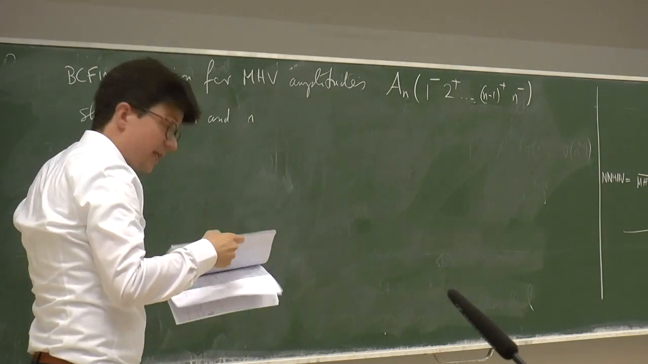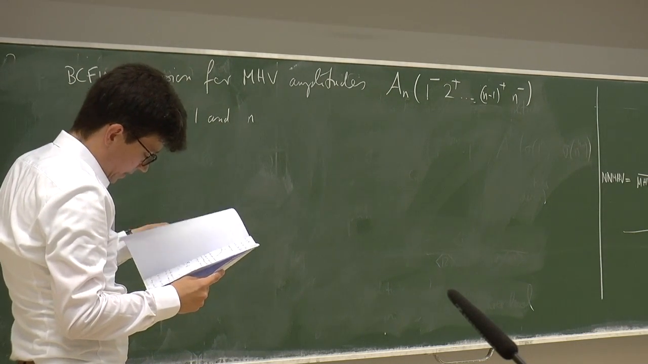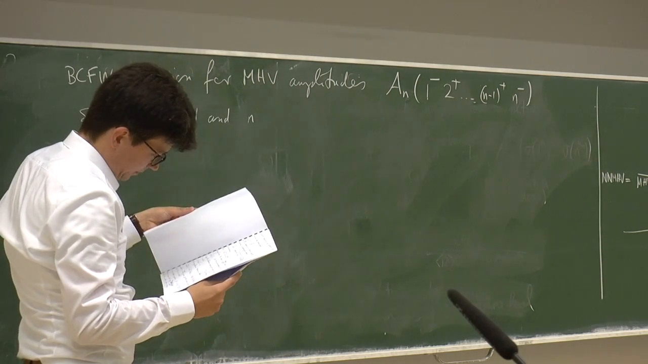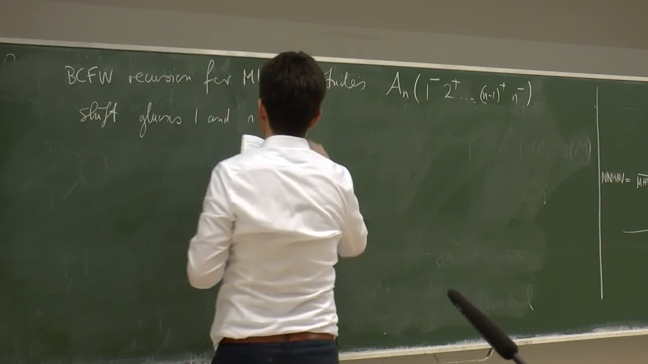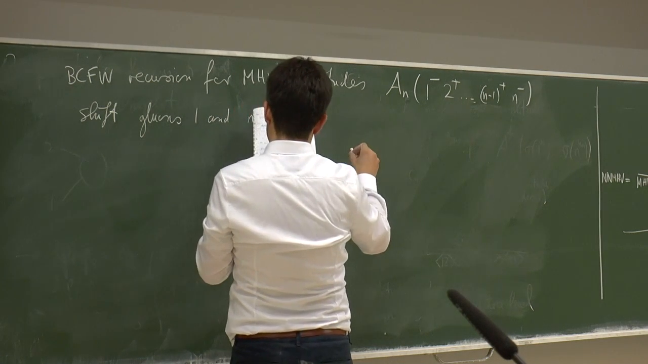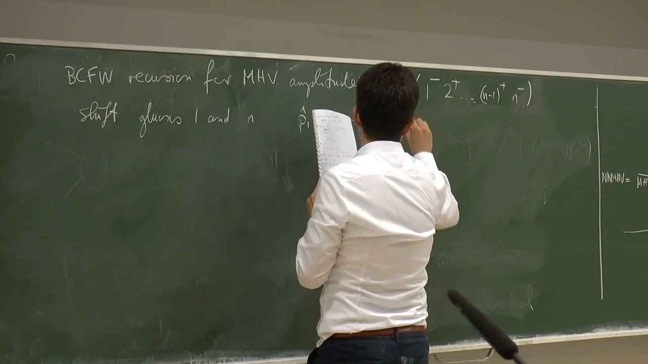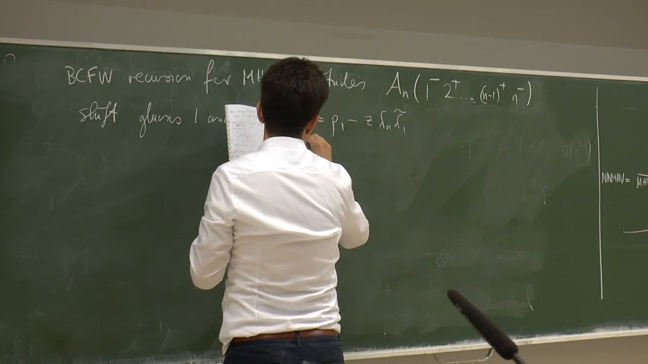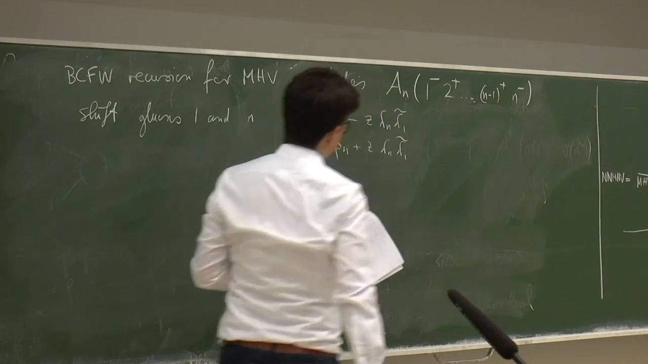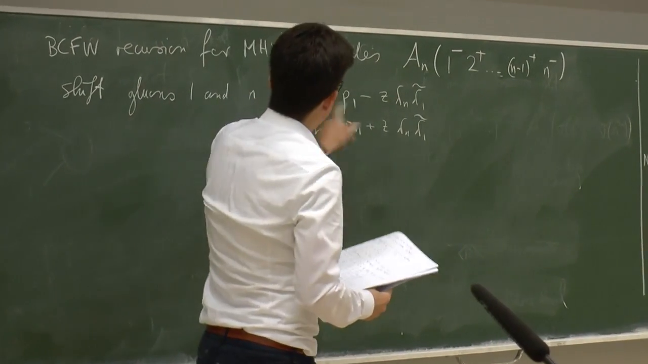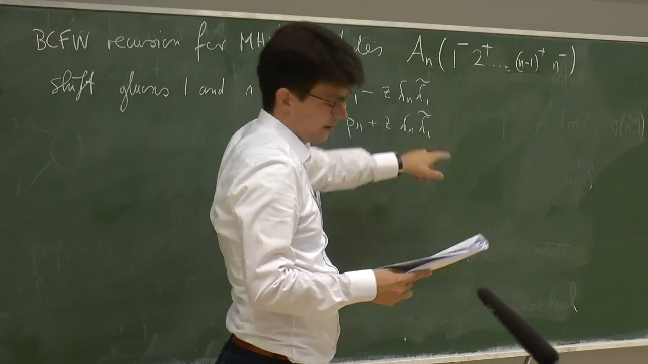And actually, we do it exactly in the same way we did yesterday. So just as a reminder, write it. So we had P1, the shifted momentum P1 hat, was just P1 minus Z lambda n lambda 1 tilde, and likewise Pn hat was Pn plus Z lambda n lambda 1 tilde. So in other words, the lambda part of 1 gets shifted and the lambda twiddle part of n gets shifted.